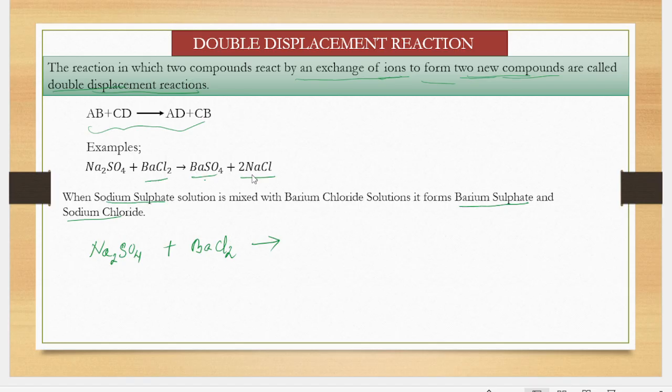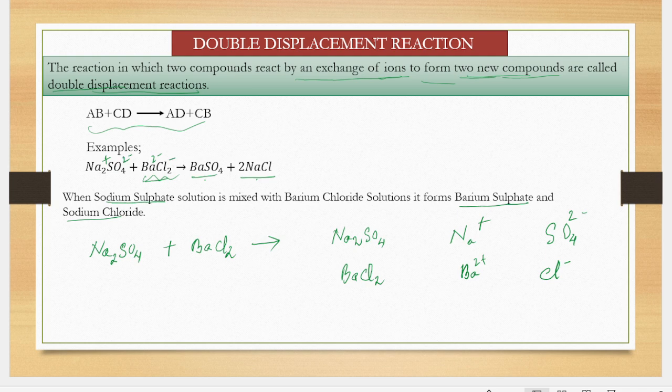Now let's come to the explanation part. The positive and negative ions of sodium sulfate are the sodium ion and the sulfate ion. The positive ion is the sodium ion and the negative ion is the sulfate ion. In the same way, the positive and negative ions of barium chloride: the positive ion is the barium ion, Ba2+, and the negative ion is the chloride ion.